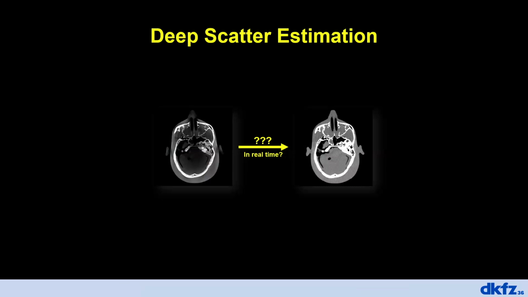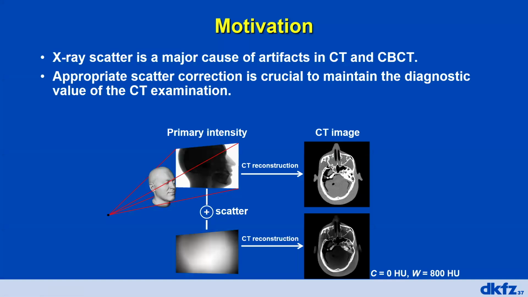Another topic we came up with was scatter estimation. On the left, you see a head scan with severe scatter artifacts. And what we want to do is correct for these scatter artifacts, if possible, in real time, so you can do it at a scanner and obtain very nice and anatomically accurate reconstructions as shown on the right-hand side. You all know that X-ray scatter is a major cause of artifacts in CT and cone beam CT. So appropriate scatter correction is crucial to maintain the diagnostic value of the CT examinations.